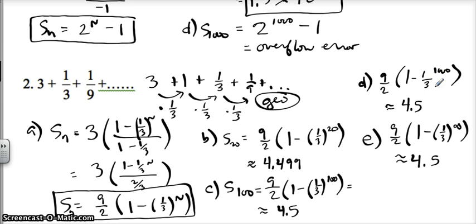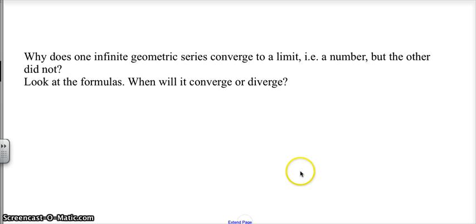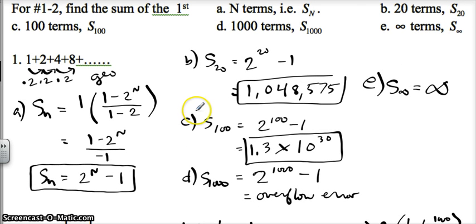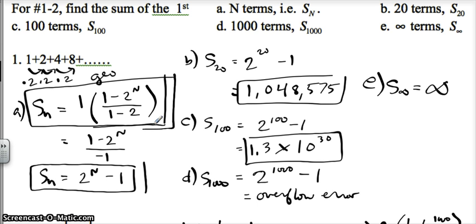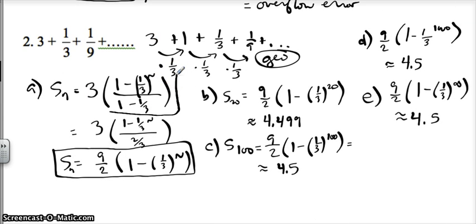Okay, so take a look at these two problems, number 1 and number 2. The next question we're being asked here is, why does one infinite geometric series converge to a limit, a number, 4.5, but the other did not? It was going to infinity. Let's take a look at these two equations. What do you notice about it? Why does one converge to a value when the other does not?